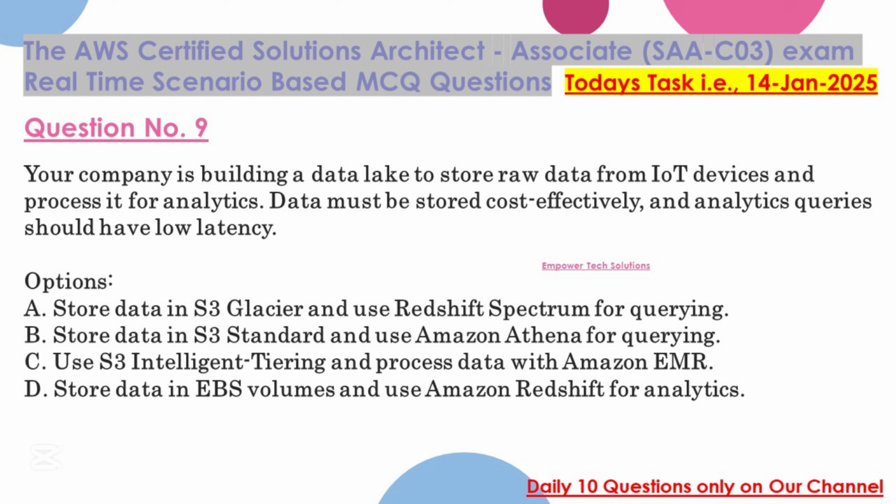Options: A. Store data in S3 Glacier and use Redshift Spectrum for querying. B. Store data in S3 Standard and use Amazon Athena for querying. C. Use S3 Intelligent Tiering and process data with Amazon EMR. D. Store data in EBS volumes and use Amazon Redshift for analytics.